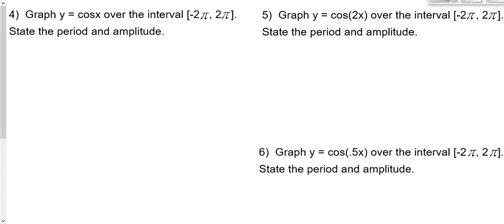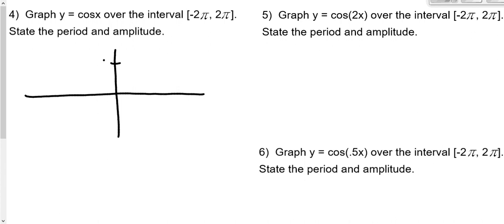Now, let's do a couple more transformations, and I'm going to use cosine instead of sine. These transformations work on every trig function. I'm just trying to keep it easy for us, and I think doing it with sine and cosine is going to be easier than trying to do it with tangent or any of the others.